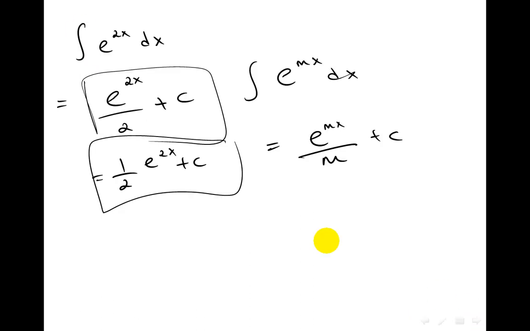One more example. Let's say I have integration of 4 dx. If you integrate a constant number, just add an x: 4x plus c.